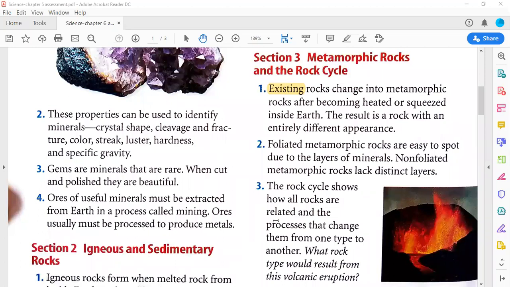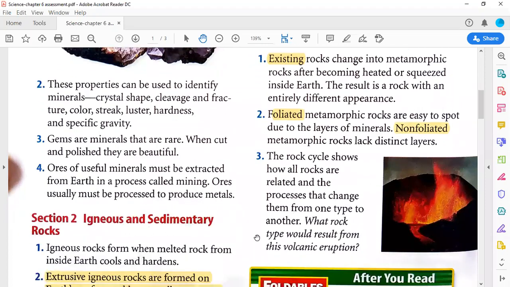Foliated metamorphic rocks are easy to spot due to the layers of minerals. Non-foliated metamorphic rocks lack distinct layers. Thank you very much. Okay, so we have these two types, foliated. What is one characteristic of these foliated metamorphic rocks? That they are easy to spot due to the layers of minerals, right? Yes, Angelica? All right. And we have non-foliated metamorphic rocks, and the main characteristic is that they lack distinct layers. Okay, so that's the main difference between foliated and non-foliated.